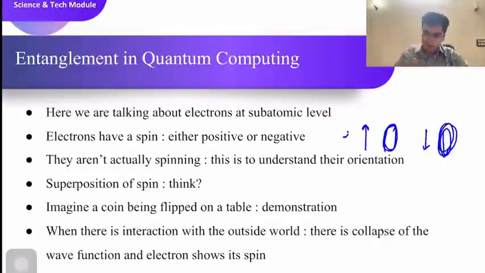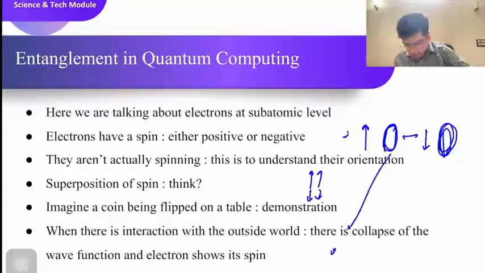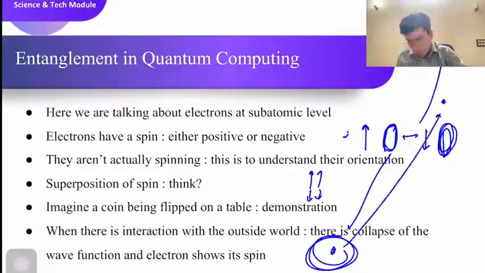Okay, now there could be superposition of spin. The first principle is that it would look like this, both up and down spin at the same time, right? And what would I say in terms of entanglement? When I put one electron here and one electron on the other side, and their states are entangled, if I know this, I will know about this too. We'll just see a video to understand, and then I'll take your doubts.